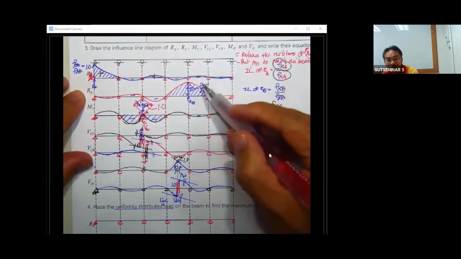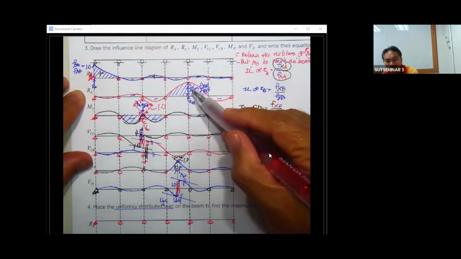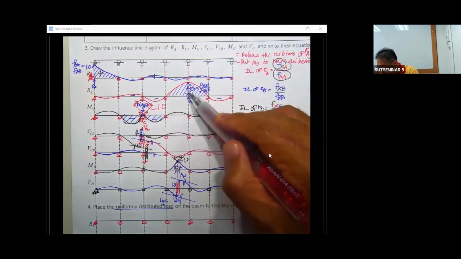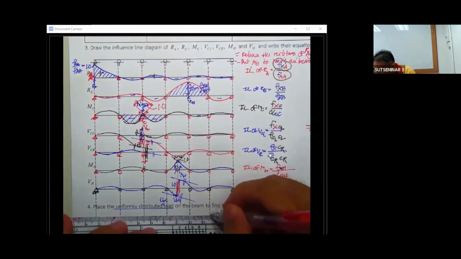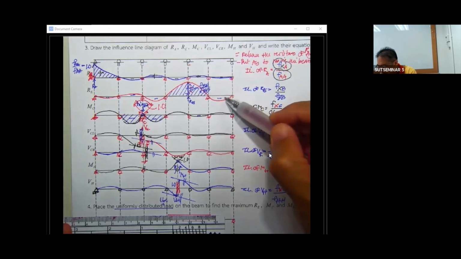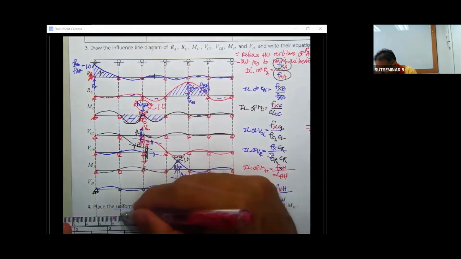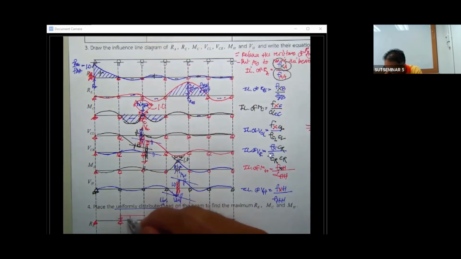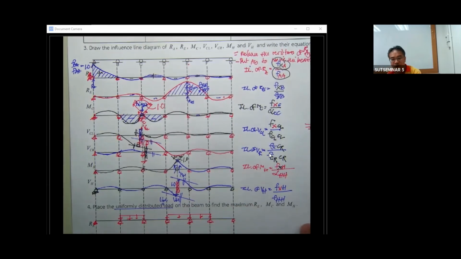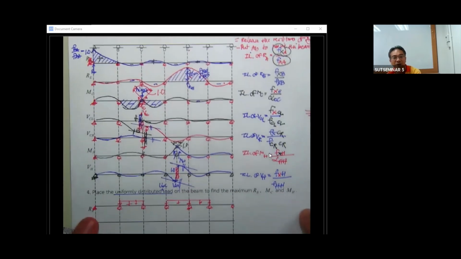And then you see the effect of positive and negative; positive is large. So for this one, you've got to put the uniformly distributed load here. This is negative, this is negative, and this is positive. So we got this one as the uniformly distributed load that produces the maximum R sub E.